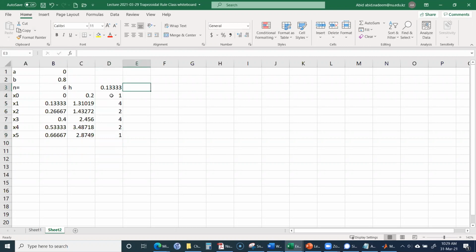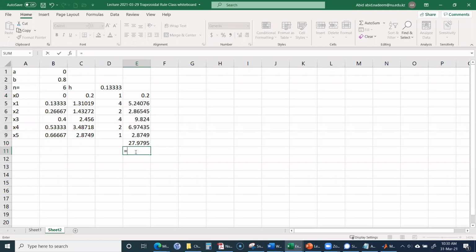Now I will take each function value and multiply it by its coefficient, and then take the sum of that. Then it has to be divided by 3 times n. Where is n? n is this. And then it is to be multiplied by b minus a. What is b? b is this, minus a is this. So we get 1.24353, in this case.